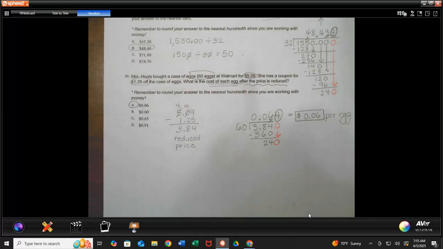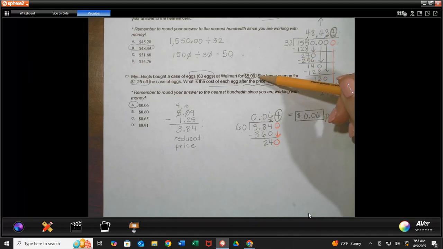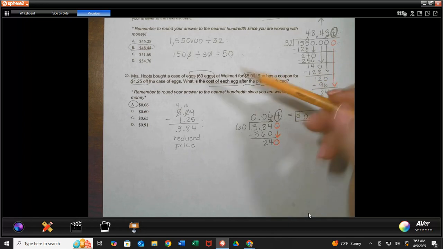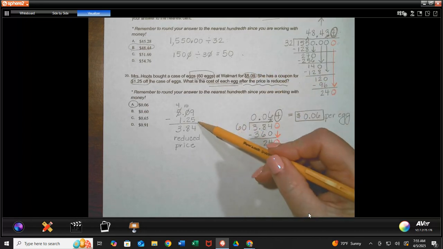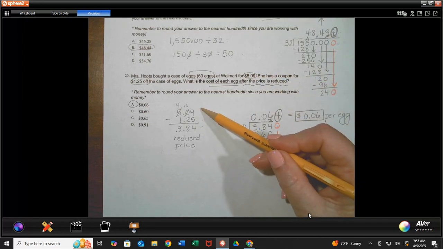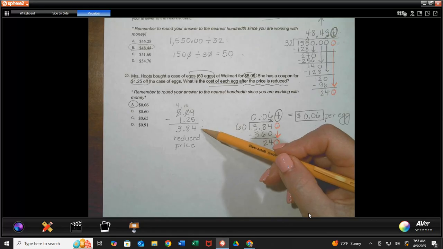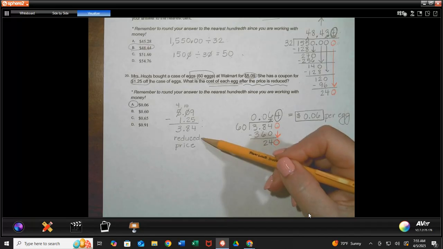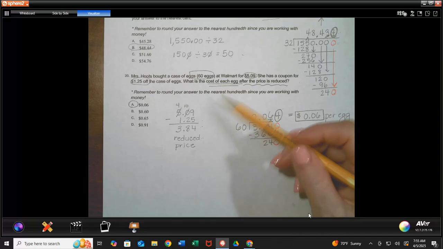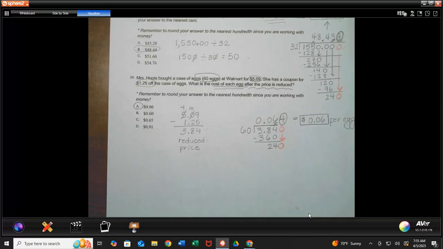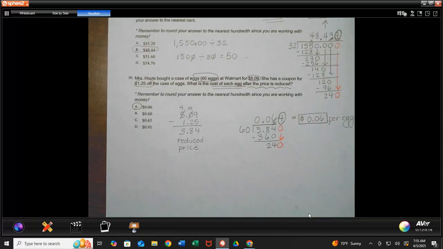So the first thing I had to do, she's not paying $5.09 for the eggs if she had a coupon. So we have to subtract the coupon value from the original cost of the eggs to get that the reduced price of the eggs is $3.84. Now, I notated that's what it was because I'm not asked to find the reduced price of the eggs. I'm now asked to find the cost of each egg after the price is reduced.